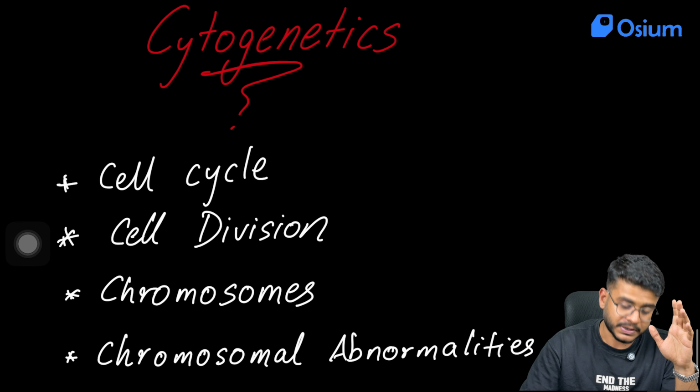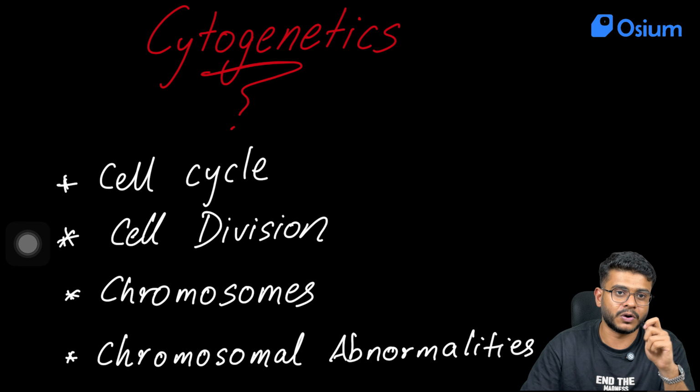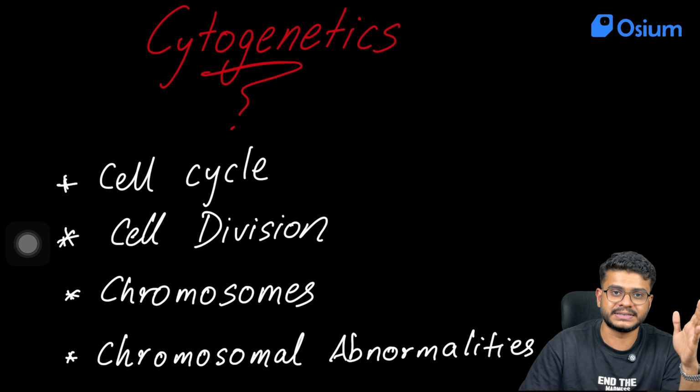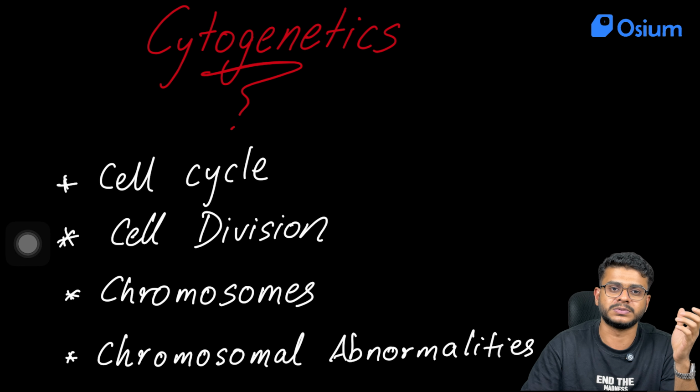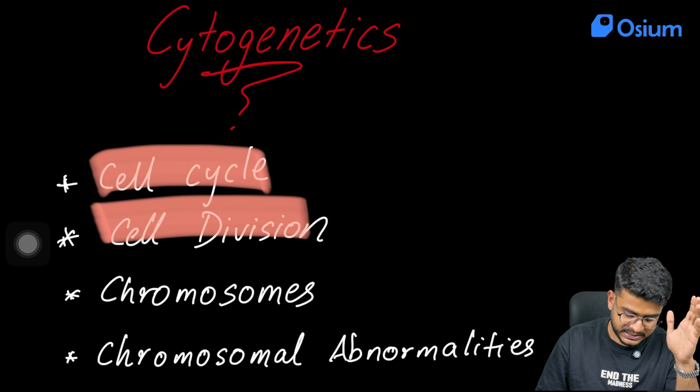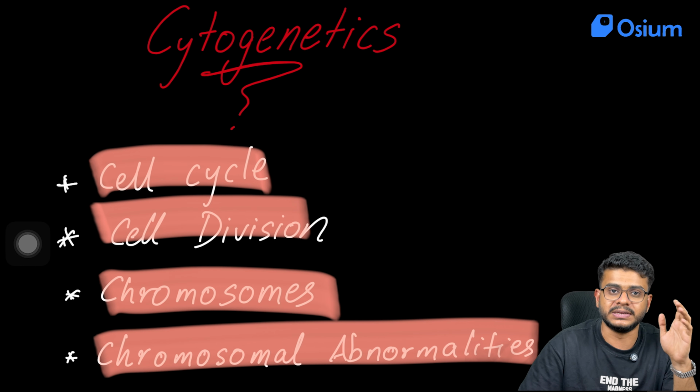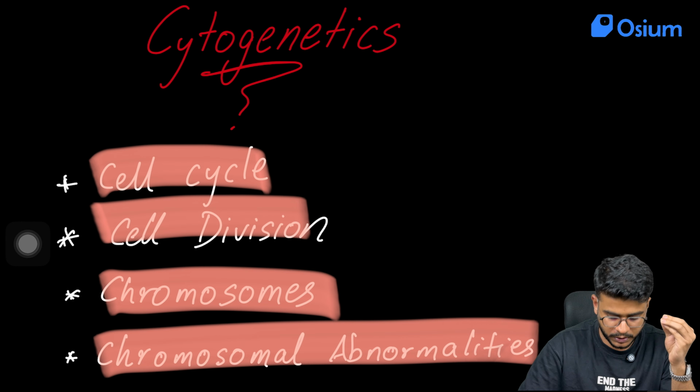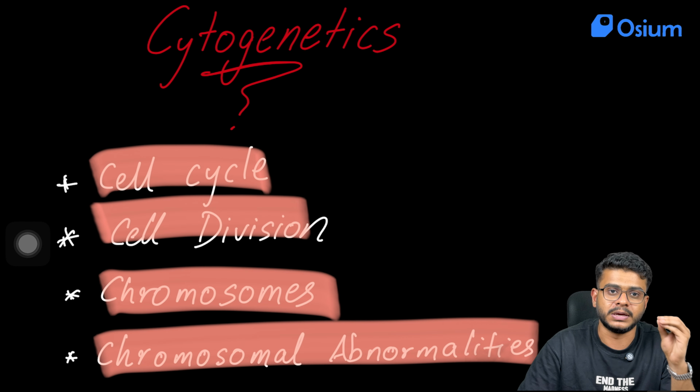The final chapter will be cytogenetics. We all are familiar with these topics: the cell cycle, cell division, chromosomes, and chromosomal abnormalities. See, guys, these chapters are very easy. Just spend a little time with us, and you can score a good mark in Histo 104.